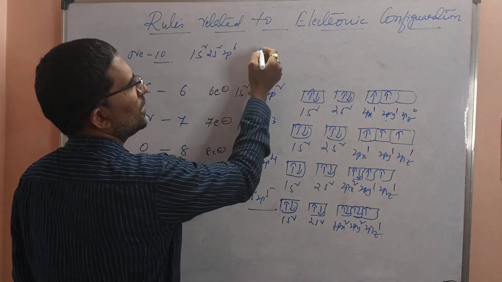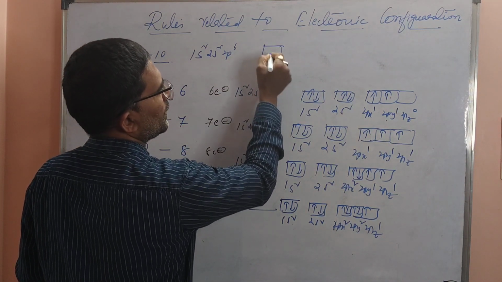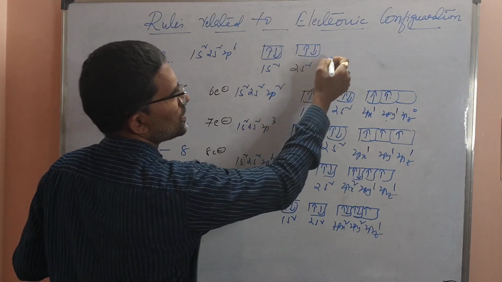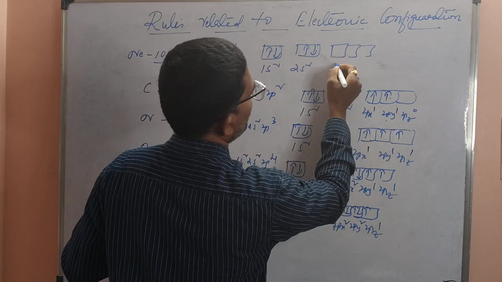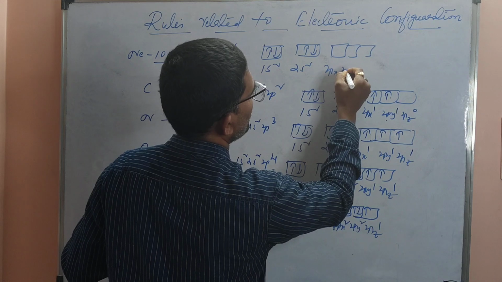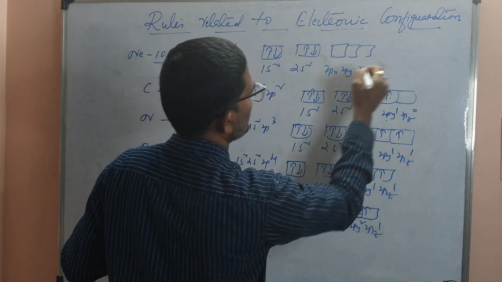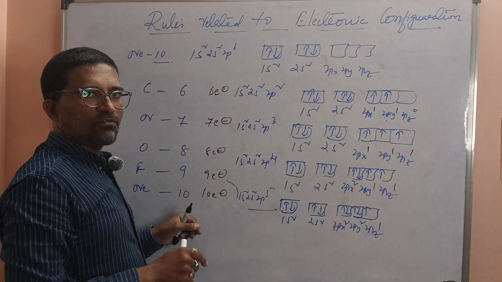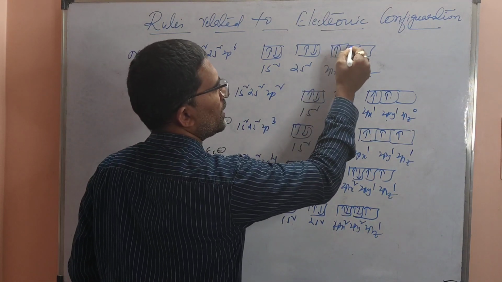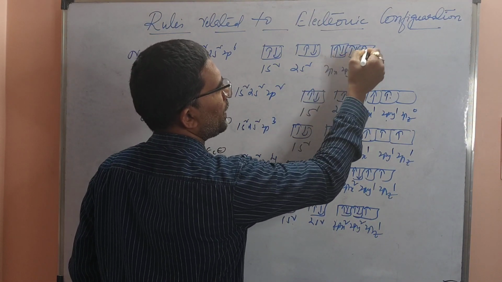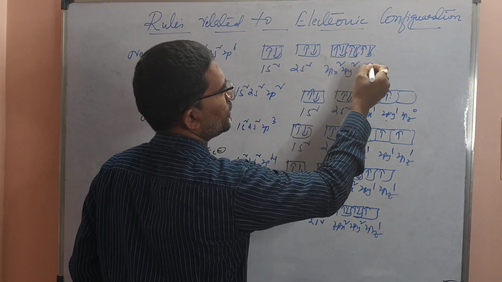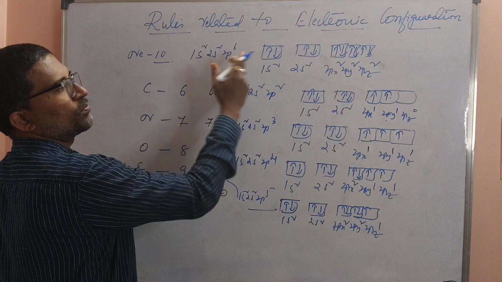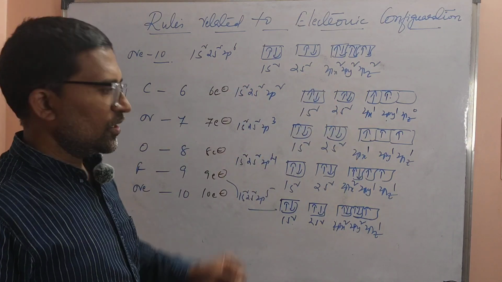Now, if I write it at orbital level clearly: 1s2, 2s2 with 2 electrons, and in 2p we have 2px, 2py, 2pz, 3 degenerate orbitals. There are 6 electrons in total. How are these electrons filled? First 1, 1, 1, then only the pairs. Now we can write 2px2, 2py2, 2pz2, and the simple configuration we write as 1s2, 2s2, 2p6. It's over. I hope you all understood.